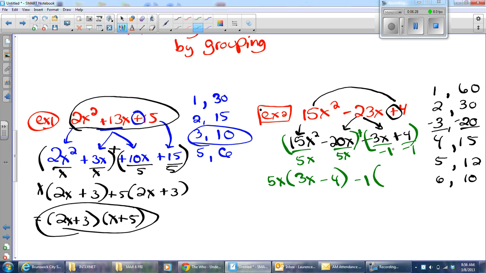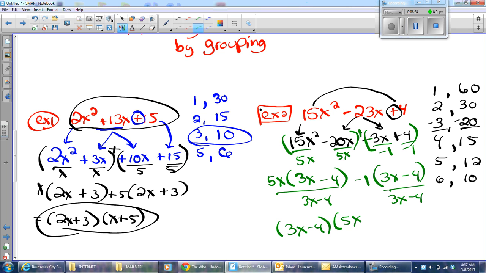Negative 3x divided by negative 1 is 3x. 4 divided by negative 1 is minus 4, and look at that. The two quantities match. Didn't look like I had a GCF. Some of you were thinking I probably made a mistake, but actually, Mr. Lawrence saves the day. So now I'm going to divide this by 3x minus 4, and divide that by 3x minus 4. And I'll have a quantity of 3x minus 4 times a quantity of 5x minus 1. And there you go. We just factored 15x squared minus 23x plus 4.